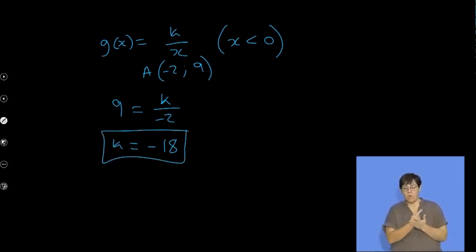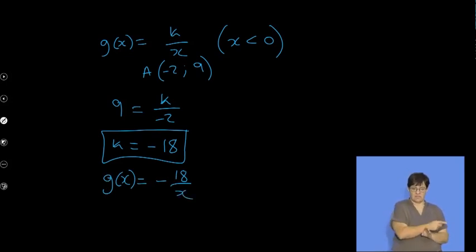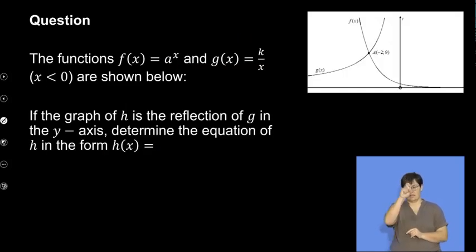You can always just end it by writing the equations. It's entirely up to you, where you say g of x is equal to minus 18 over x. With the previous one, you will say it's 1 over 3 to the exponent of x.